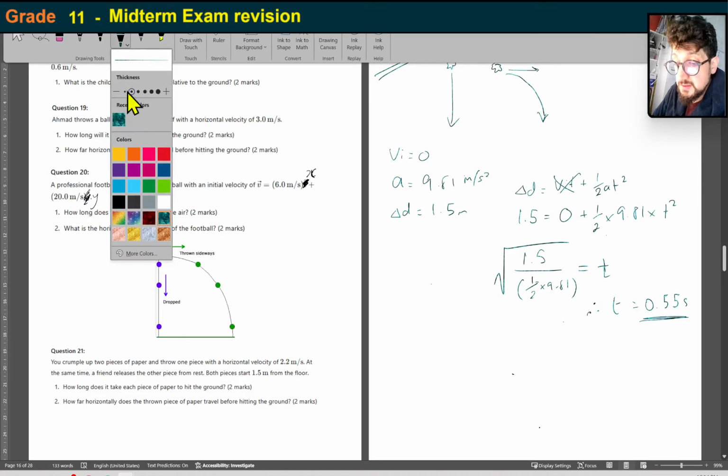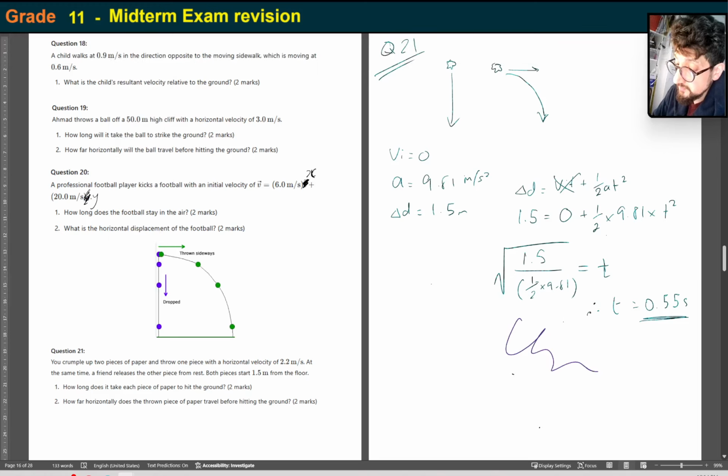Let's see a different color. Purple, plum, blue. What's that? Dark blue? Indigo. I think I'll go with indigo. Oh, that's lovely. That's beautiful.